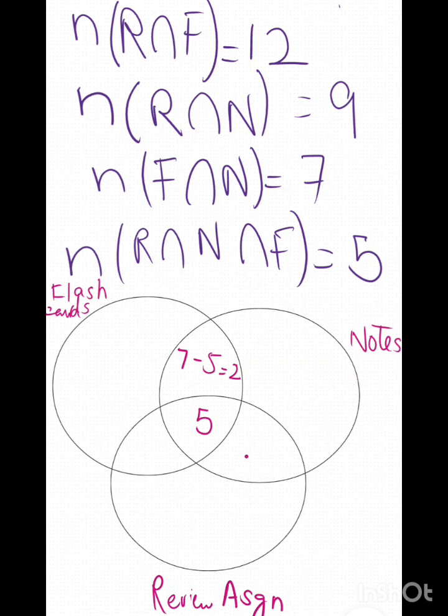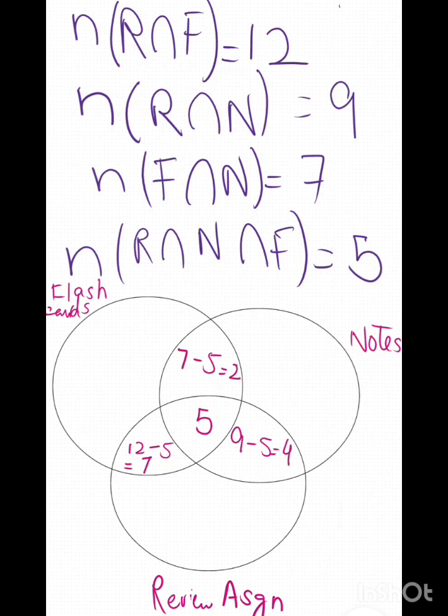So now R intersection N. This is the area of R intersection N. 5 are already there. So 9 minus 5, 4 students will come in this area, in this subset. So now let's talk about the common area of flashcards and review assignments, this area. 5 are already there, so we will do 12 minus 5. So there are 7. We have discussed in detail in question number 5 why we are going to subtract these.